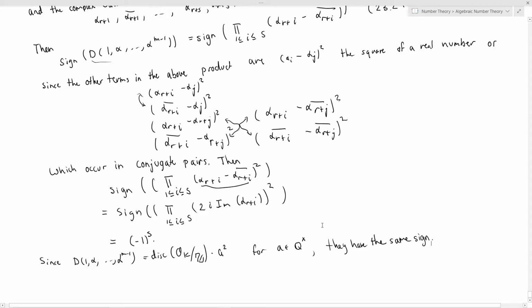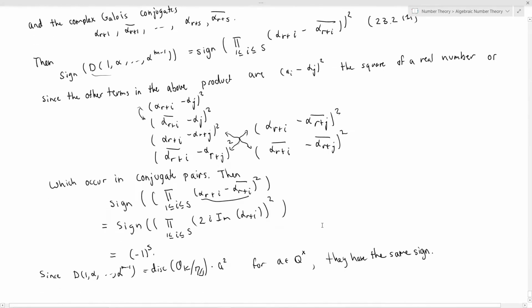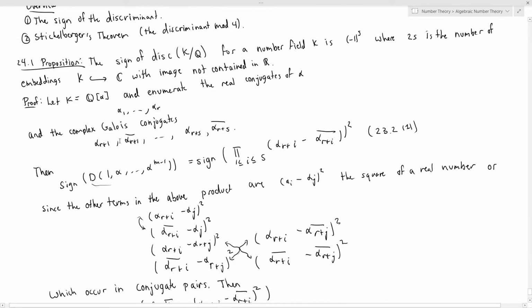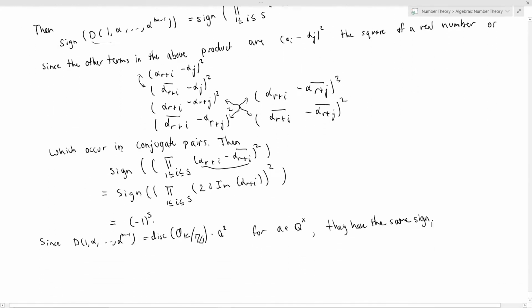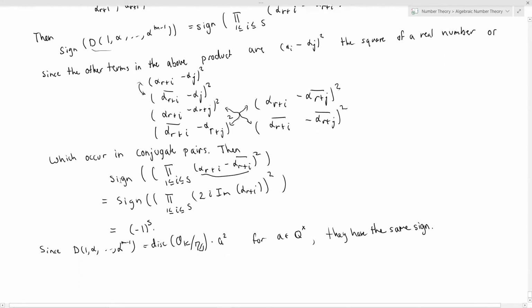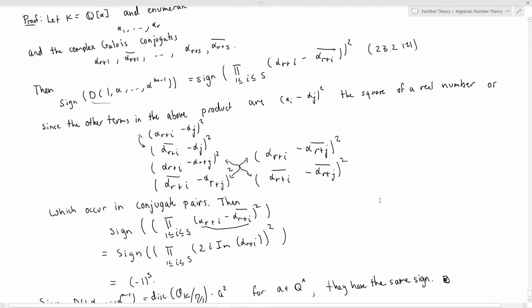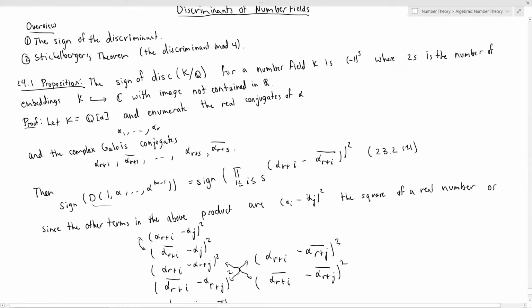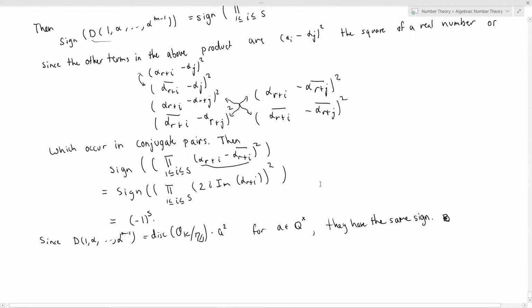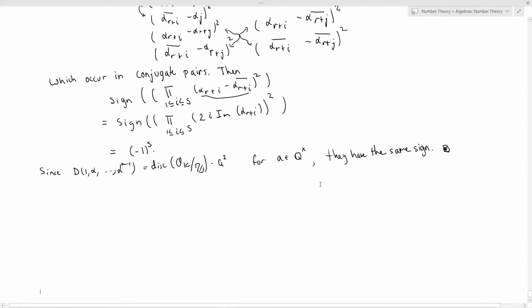If you don't like this, you could run a similar argument where instead of just choosing any old arbitrary alpha, choose alpha to be in the ring of integers, which you can always do. And then, instead of differing by a square of a rational number, it'll differ by the square of an integer. Okay. So the sign of the discriminant basically corresponds to whether you have an even number or an odd number of non-real embeddings.